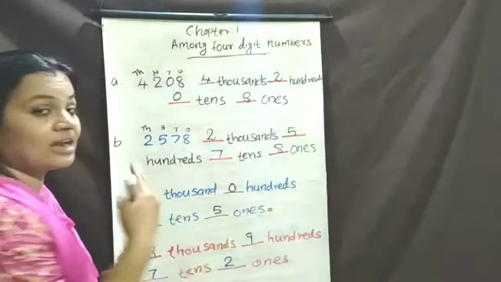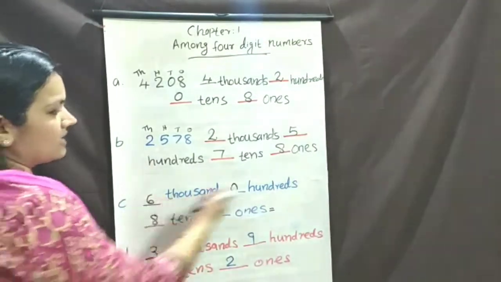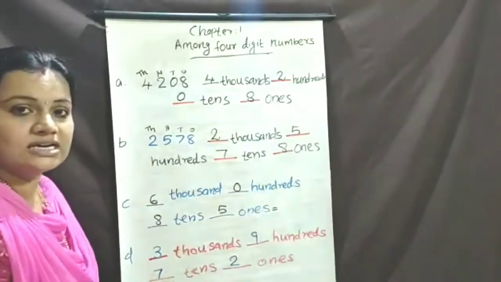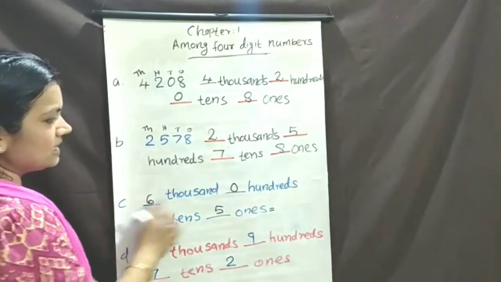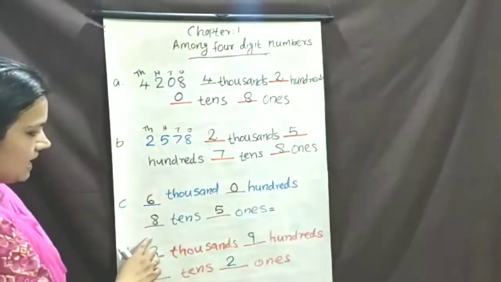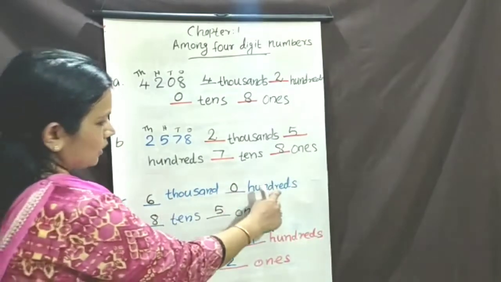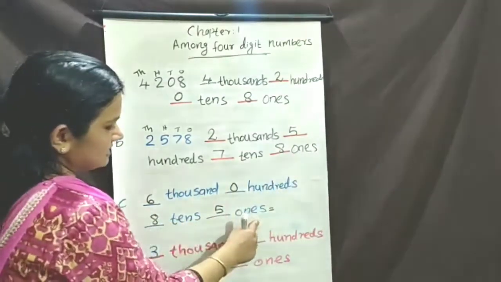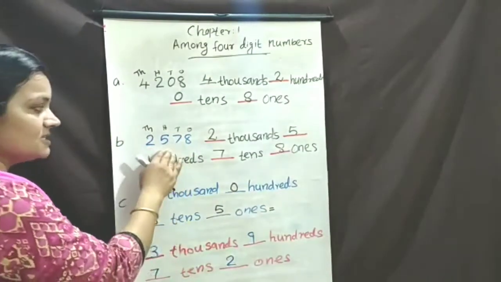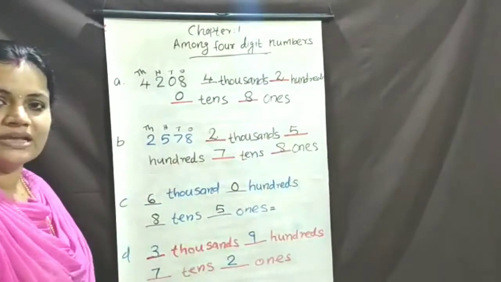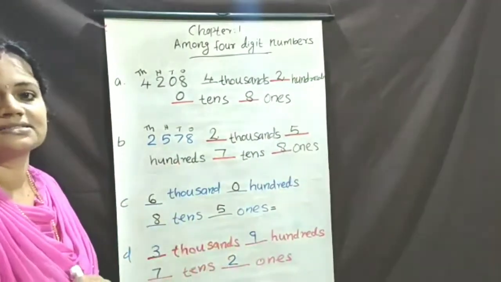Now the expanded forms are given, and you write the numbers. You write it in figures. It means you write the numbers. 6000, 0 hundreds, 8 tens, 5 ones. Once again, 6000, 0 hundreds, 8 tens, 5 ones. How to write this? Earlier the numbers were given and you wrote the expanded form. Now the expanded forms are given and you write in numbers.